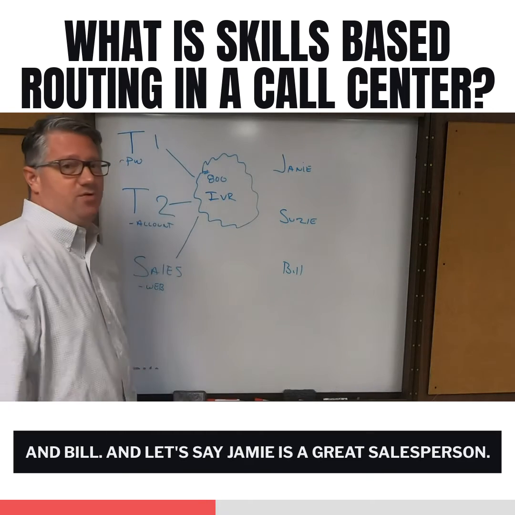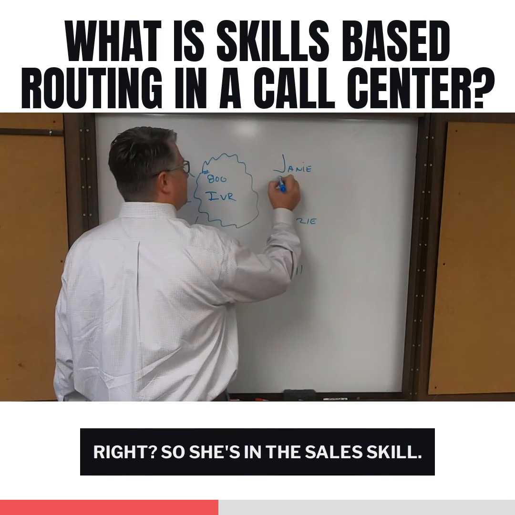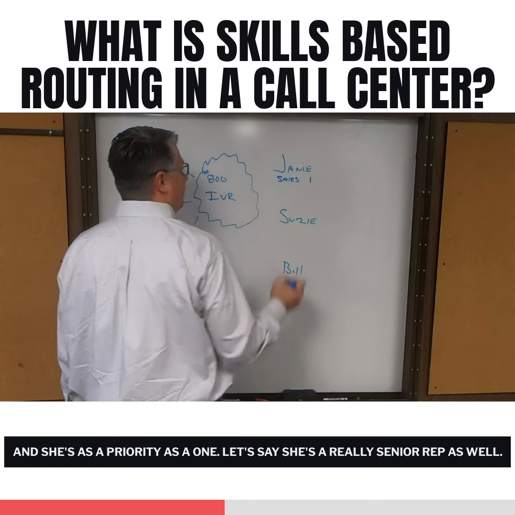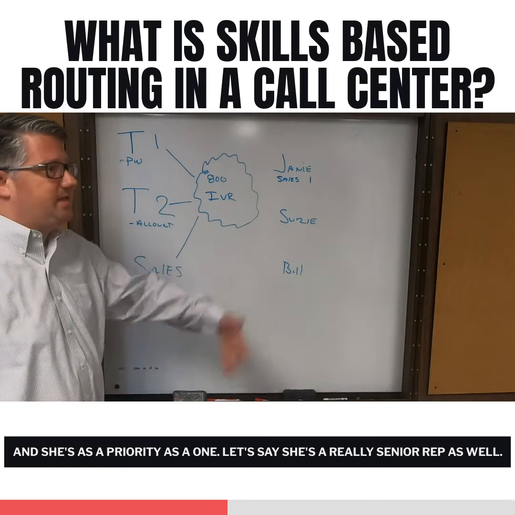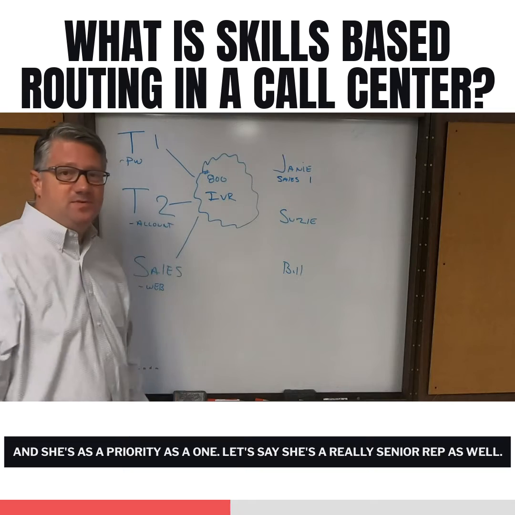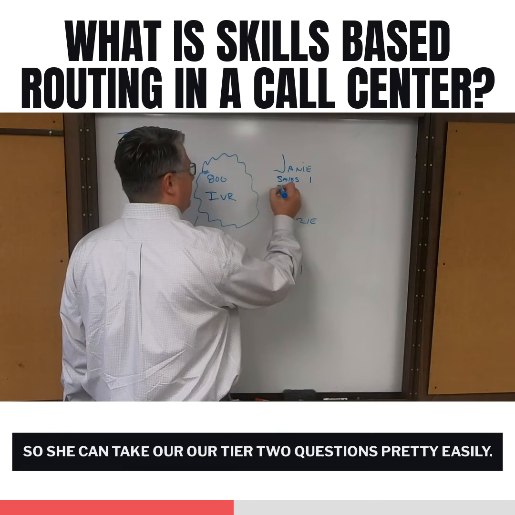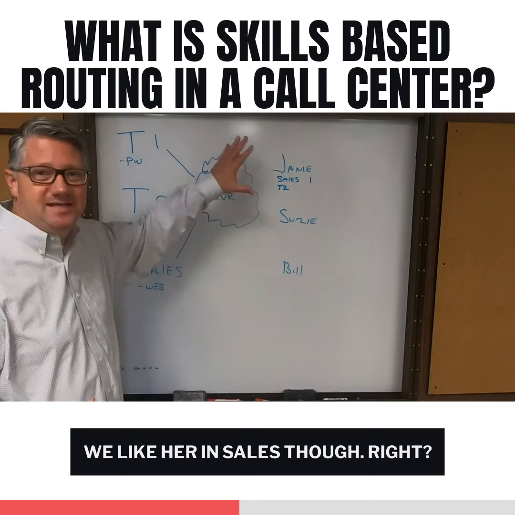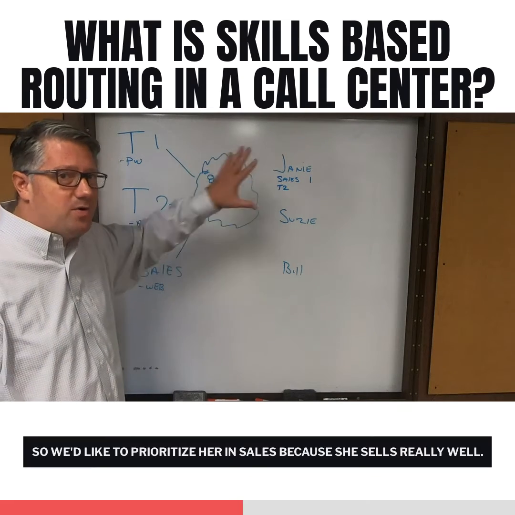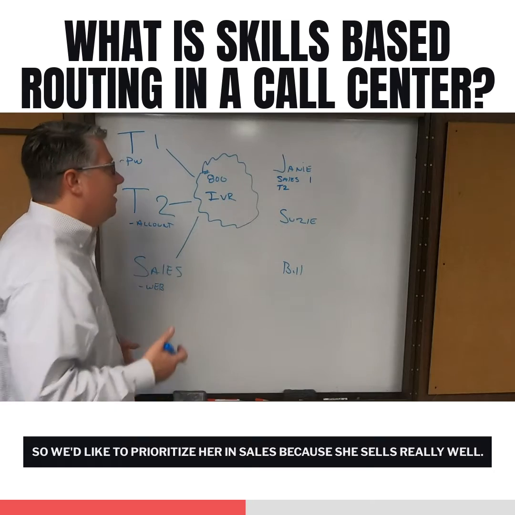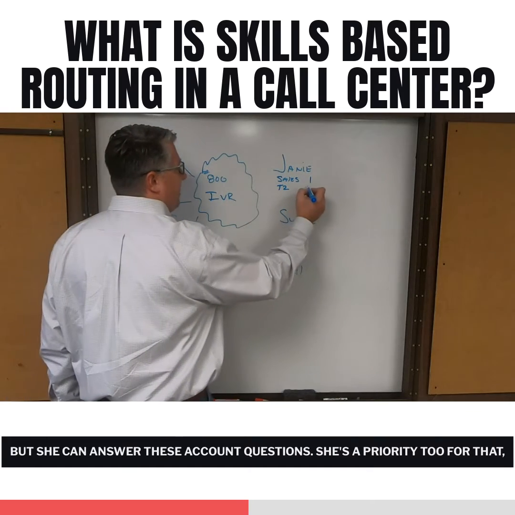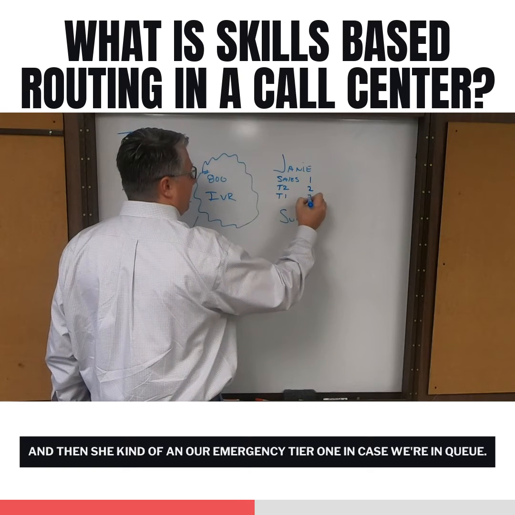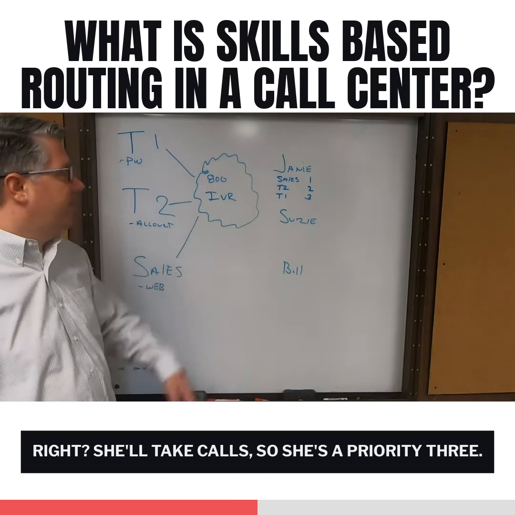And let's say Janie is a great salesperson, right? So she's in the sales skill, and she's a priority 1. Let's say she's a really senior rep as well, so she can take our tier 2 questions pretty easily. We like her in sales though, right? So we'd like to prioritize her in sales because she sells really well, but she can answer these account questions. She's a priority 2 for that, and then she's kind of our emergency tier 1 in case we're in queue, right? She'll take calls, so she's a priority 3.